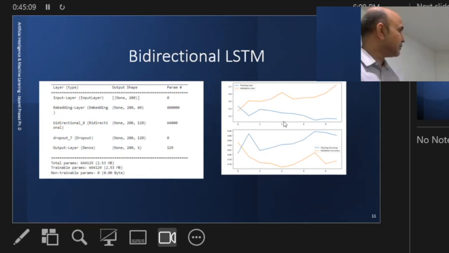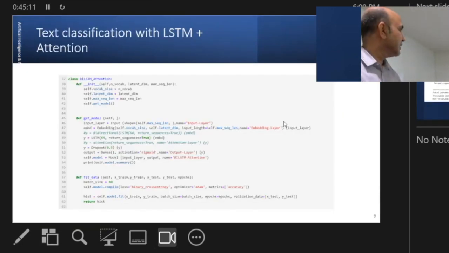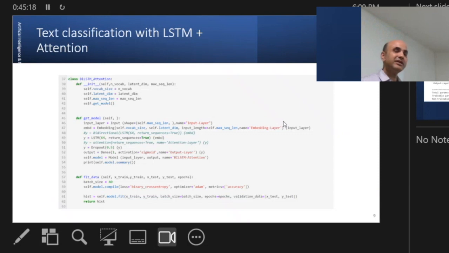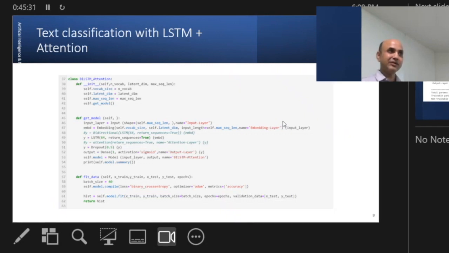Now, the same code I can change into another exercise. I comment out line number 49 and switch on line number 48. Then it becomes a bidirectional LSTM. What is a bidirectional LSTM? An LSTM layer generally runs from left to right: the first word goes, then the second, and so on. If you have a bi-LSTM, then you actually have two layers, one going forward and one going backward, and the outputs can be concatenated.